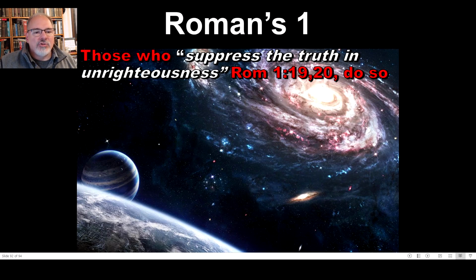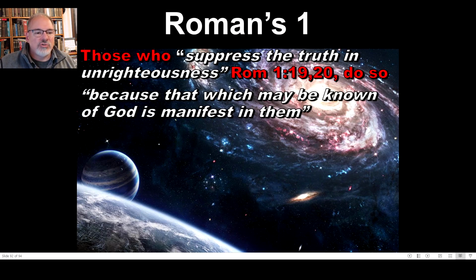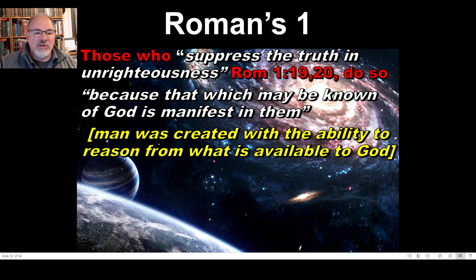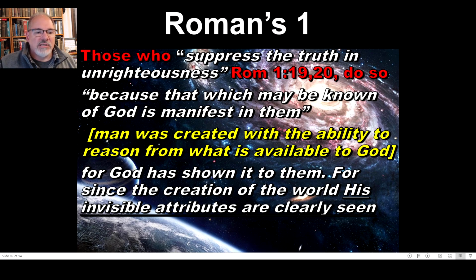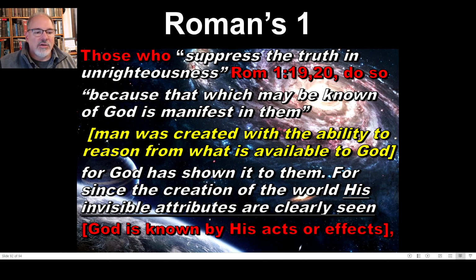He goes on to say those who suppress the truth in unrighteousness do so because that which may be known of God is manifest in them. In other words, man was created with the ability to reason from what is available back to God, right? From the effects we see back to the cause, right? That's what he's saying. For God has shown it to them, for since the creation of the world, his invisible attributes are clearly seen. God is known by his acts or effects, the things that he does, what he's created, and on top of that, the recorded miracles that he has done and everything else, not to mention the miracle of the creation of the universe, that tells us about the Creator, and then we work back.